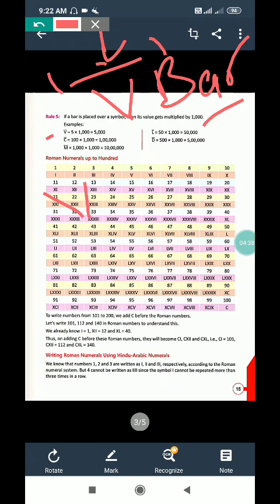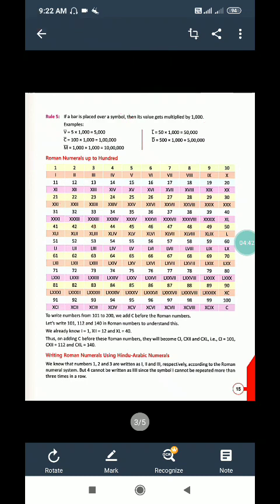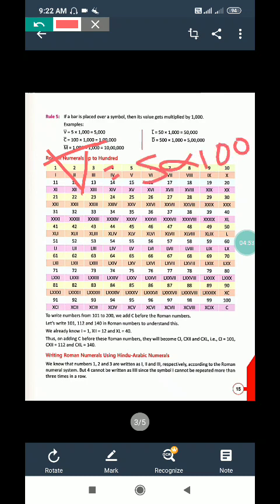So we will take V, and a bar is there, which equals 5 into 1000. That means the value of V with a bar equals 5000.